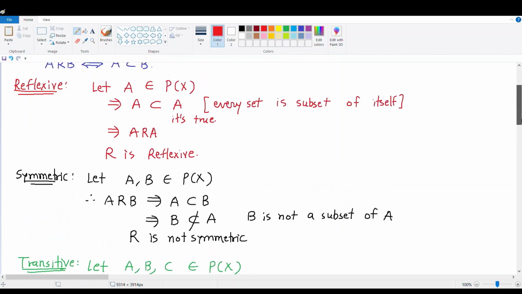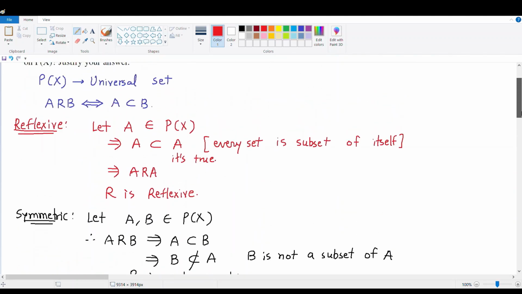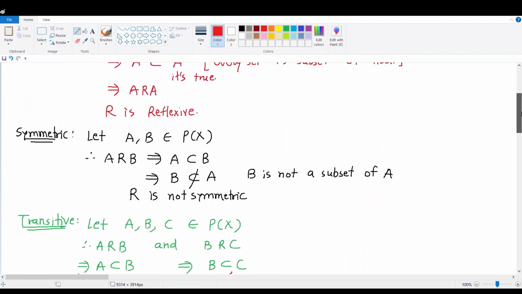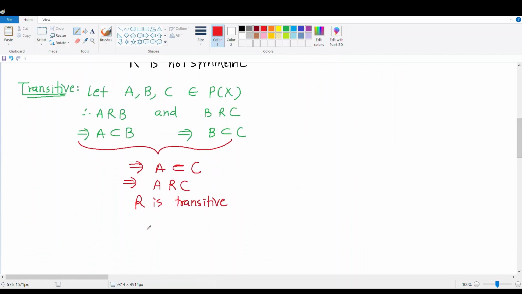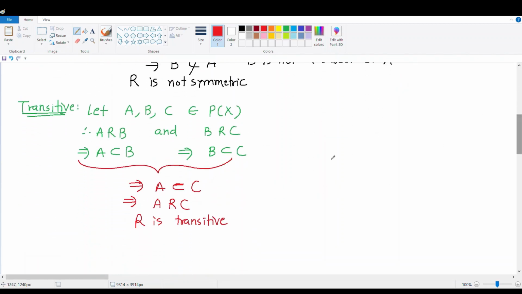Now we saw that R was reflexive, R was not symmetric, and R is transitive. So since it is not symmetric, that means R is not an equivalence relation. And why? Because of all these things, that it was reflexive, it wasn't symmetric, it was transitive. So this is nothing but explaining. So we are just going to write our final answer, that hence R is not an equivalence relation.